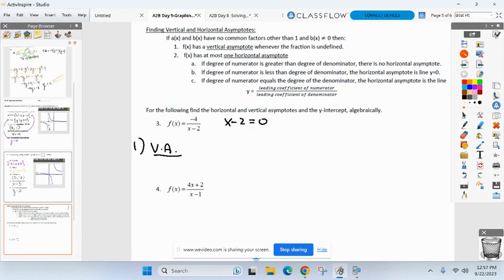If x equals 2. And there you go. There's your vertical asymptote. X equals 2. Where the fraction is undefined will be your vertical asymptote. And this is all up here too.